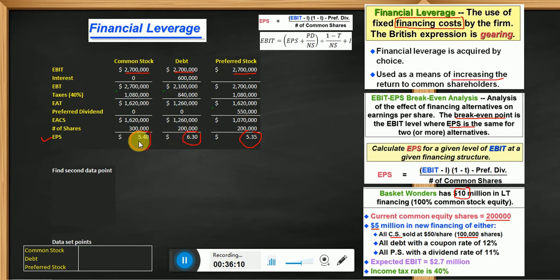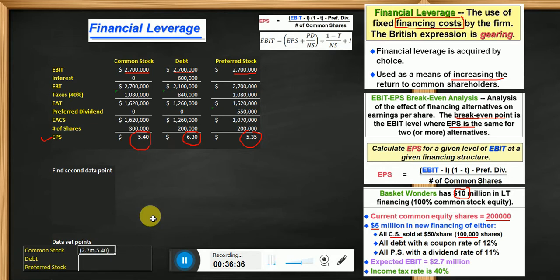So on the x-axis we have to put the EBIT, and on the y-axis we have to put the earning per share. We have one data set, and that is given. How much is that EBIT? That is 2.7 million, comma, and how much is earning per share? That is 5.40. Okay, this is one data set point we have.